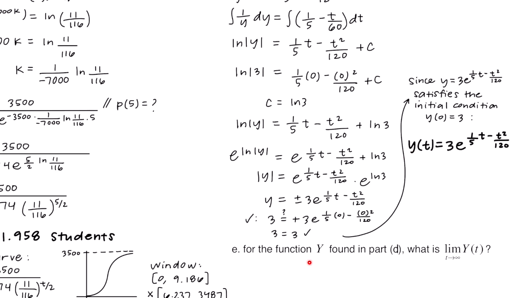Part E says for the function y found in part D, what is the limit as t goes to infinity of y of t? So we're looking at this equation, and as t gets larger and larger, this function is going to go to 0.